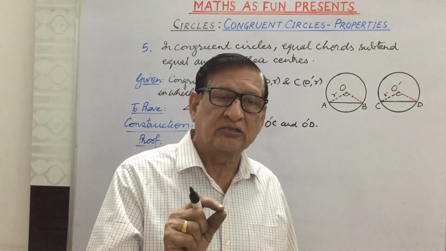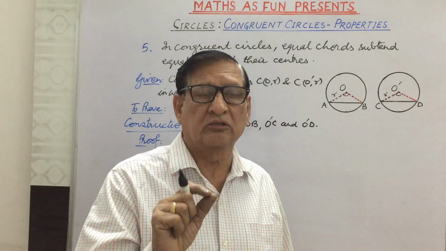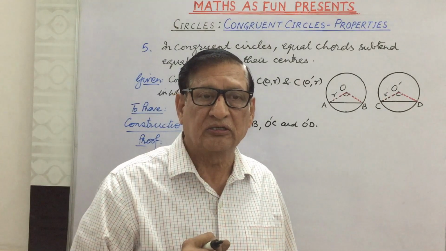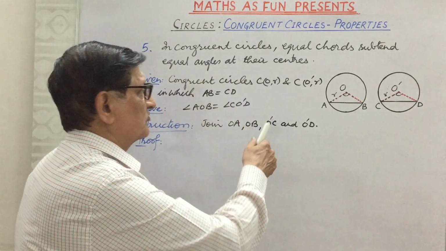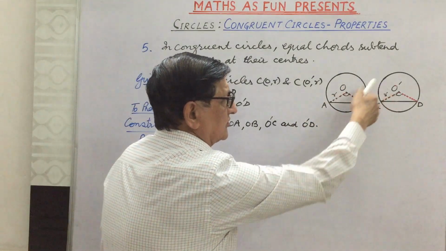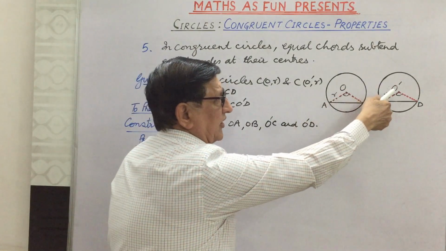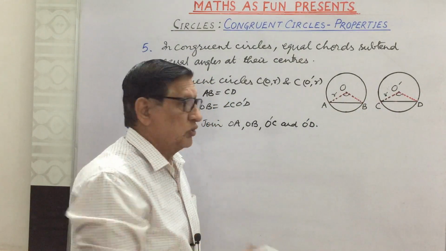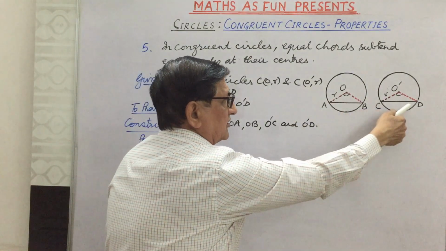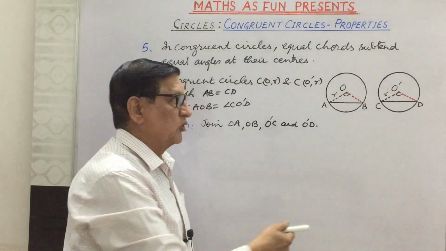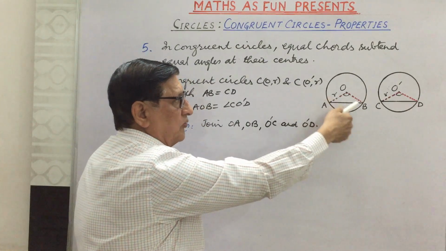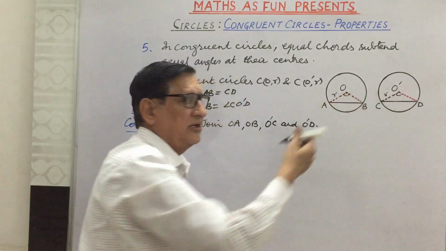The next property is, in congruent circles, equal chords subtend equal angles at their centers. For the proof of this, we have drawn two congruent circles with centers O and O dash and the radii R each. Two chords AB and CD in them are equal. We have to prove that the angles subtended by them at their centers, angle AOB and angle CO dash D, are equal.